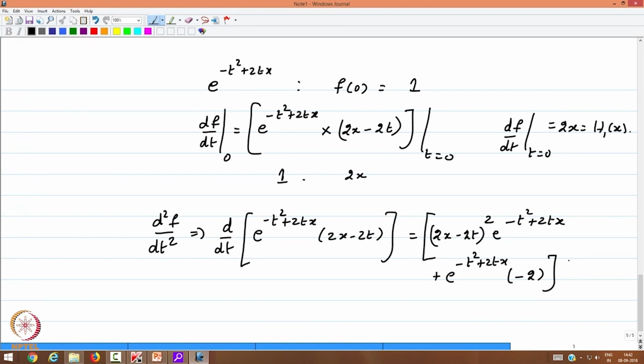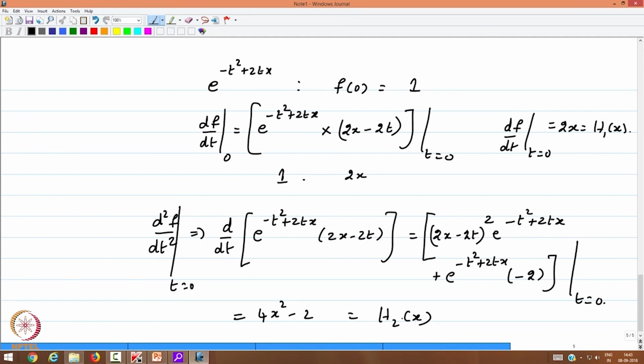So this has to be evaluated at t is equal to 0, this whole function. If you do that, you get 2x squared, which is 4x squared, and you get a minus 2. Everything else becomes 1 or 0. Therefore, this gives you 4x squared minus 2, and that is equal to H2 of x.